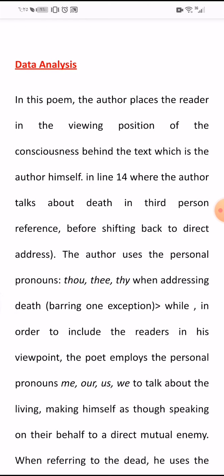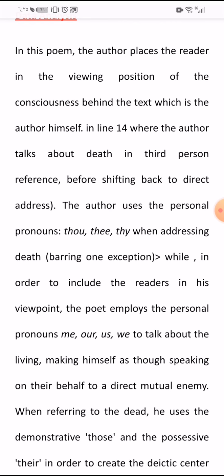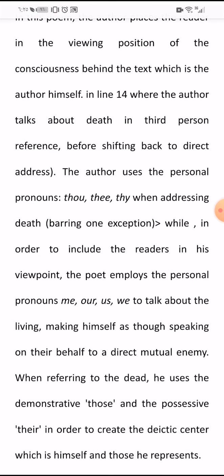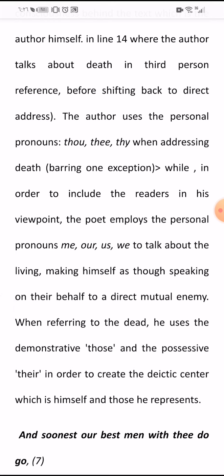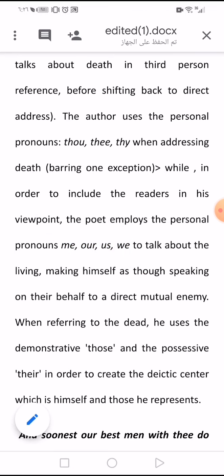In line 14, the author talks about death in the third person reference, before shifting back to direct address. The author also uses the personal pronouns thou and thee when addressing death, in order to include the readers in his viewpoint. Also, the poet employs personal pronouns, which are me, our, us, we, to talk about the living, making himself as though speaking on their behalf to a direct mutual enemy.